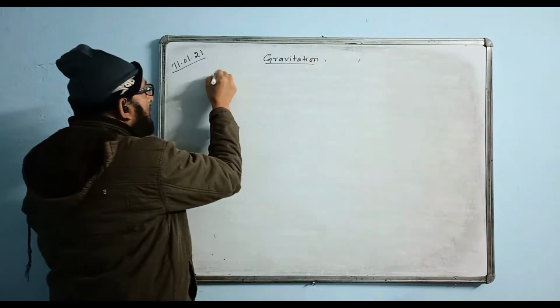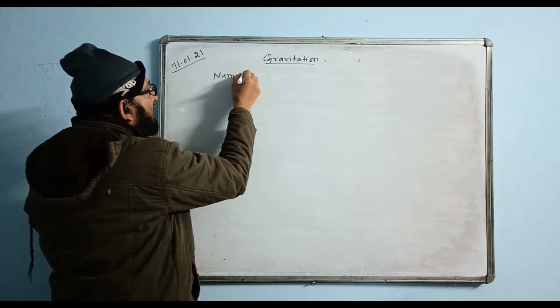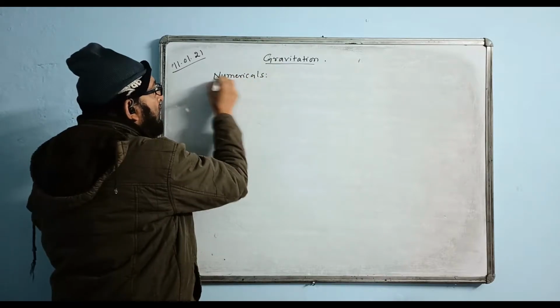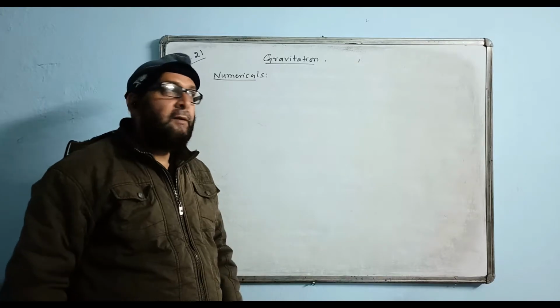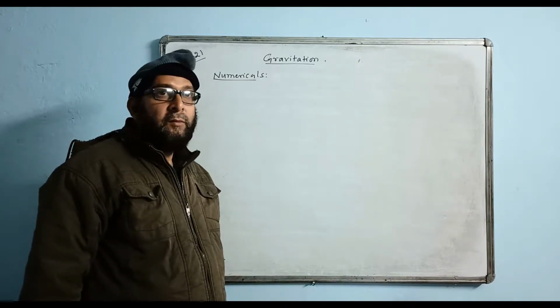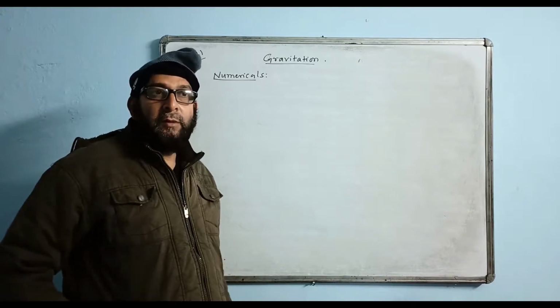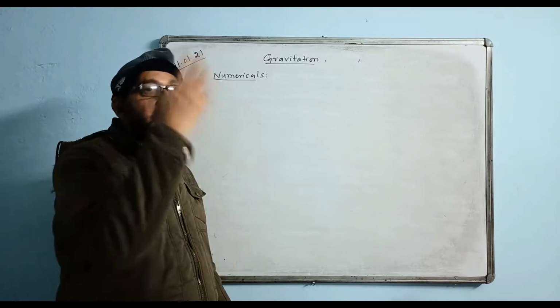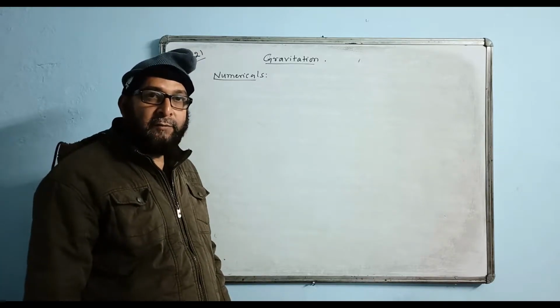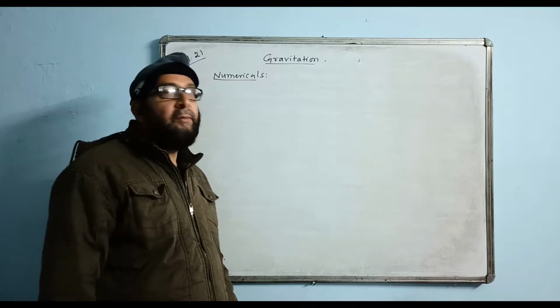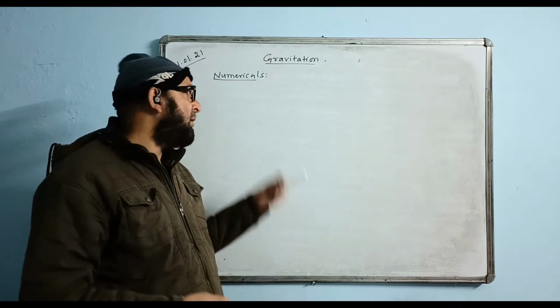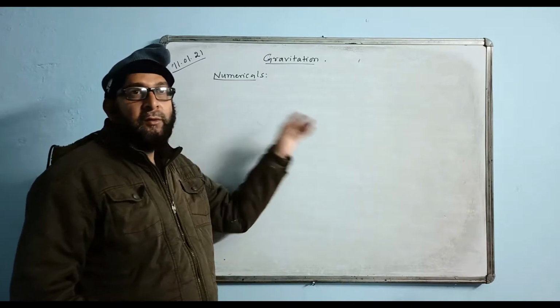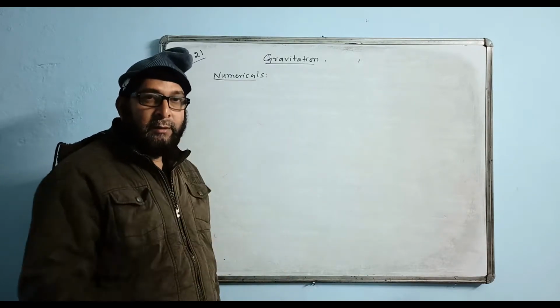Okay. Today we will be doing the numericals in the chapter of gravitation. The numericals will be based on the variation of g value with altitude and with depth. That kind of question we have. Another type of question will be talking about satellites or planets, where we equate centripetal force and gravitational force, and then we get the answer.